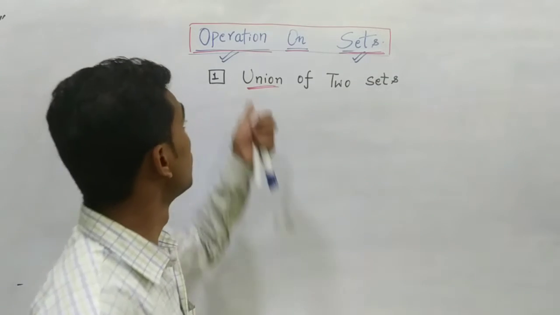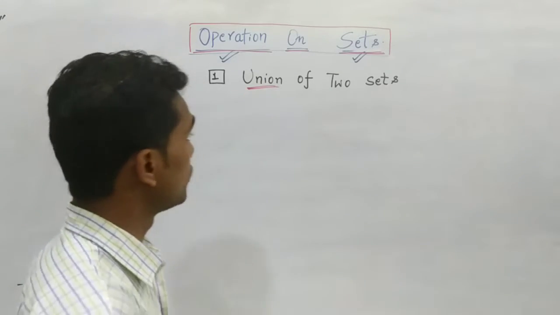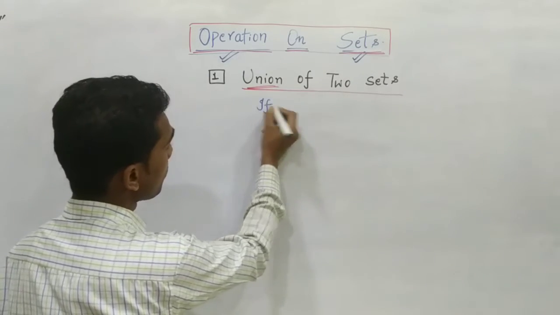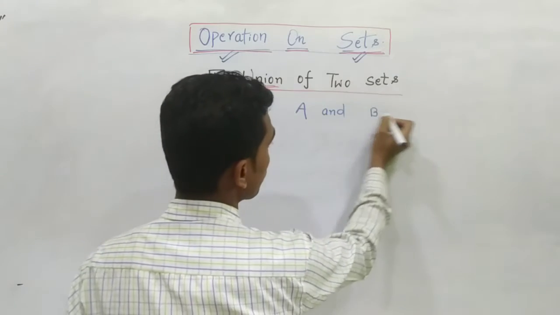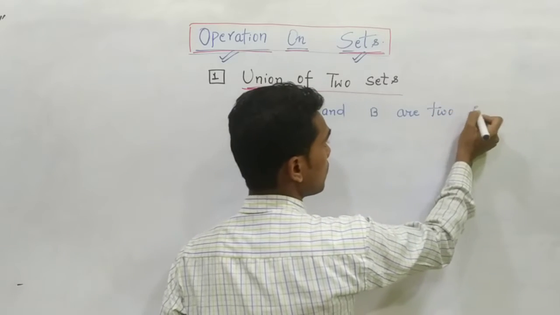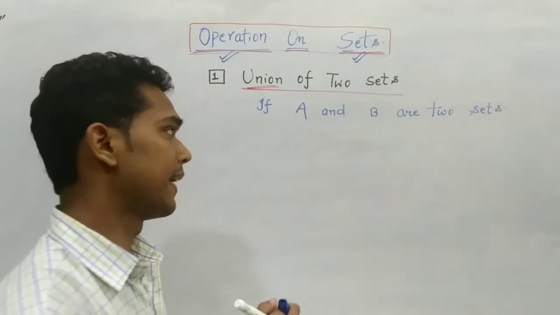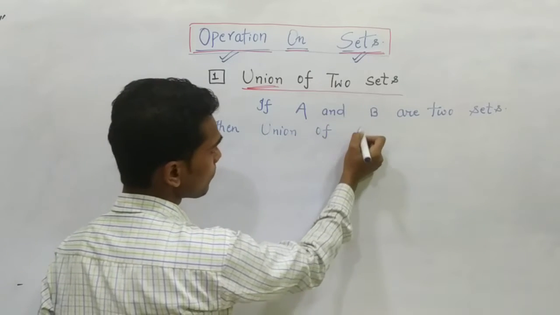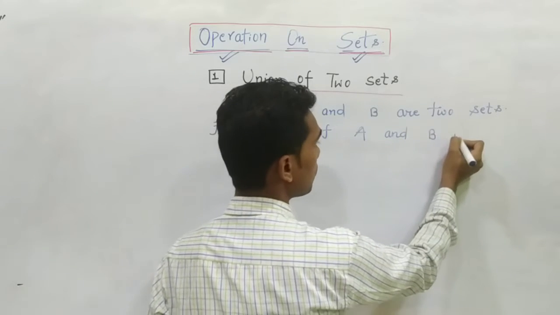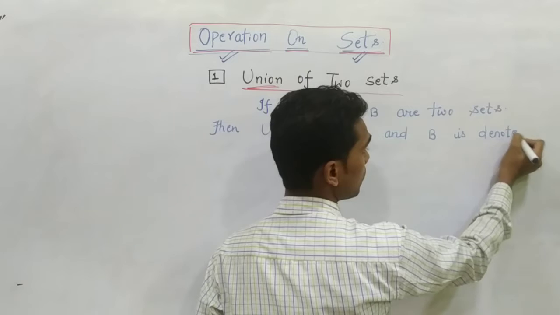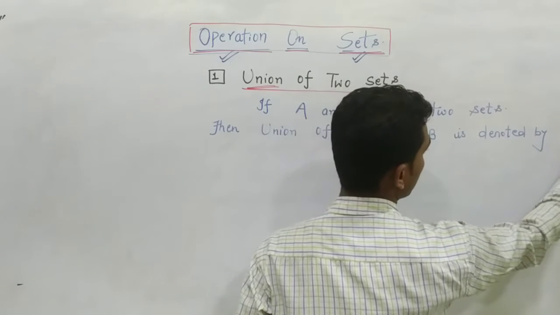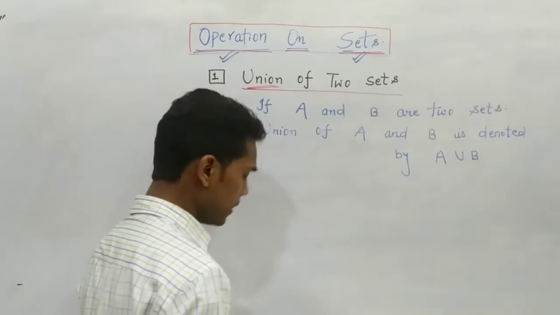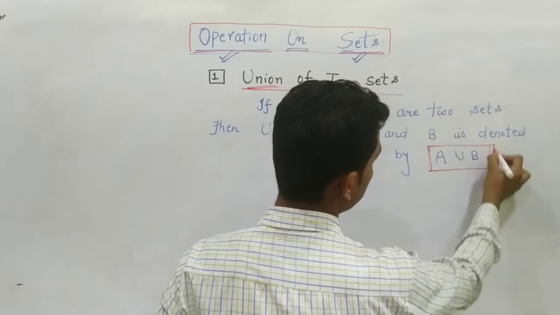Now let's start the first type of operation, union of two sets. We define union of two sets if we have two sets A and B. Then the union of A and B is denoted by A union B, generally by the symbol U. It is read as A union B.